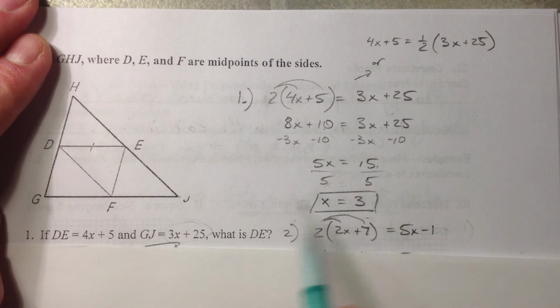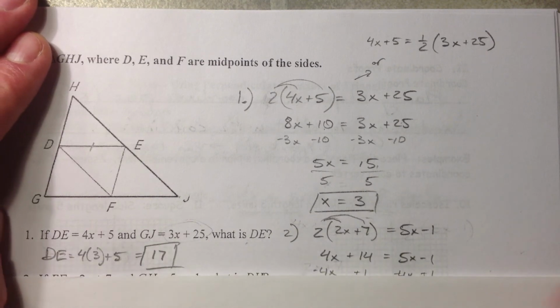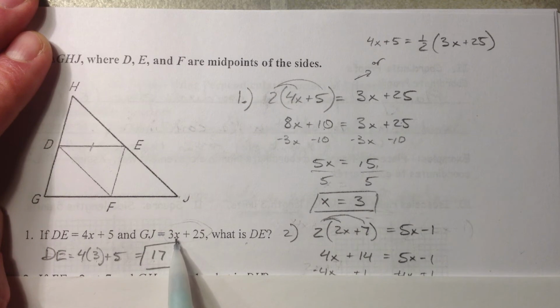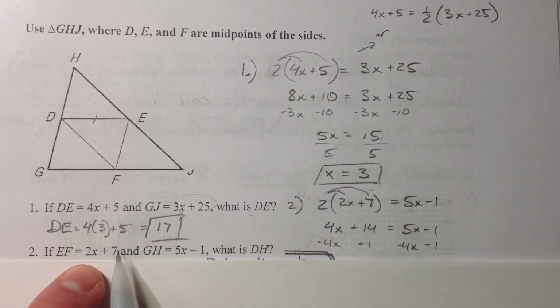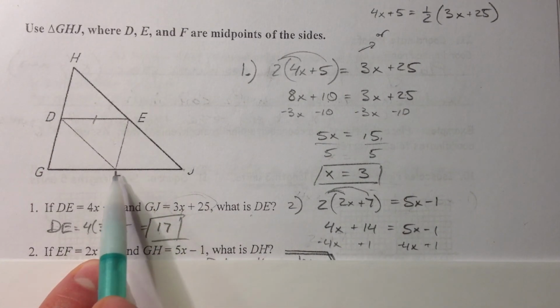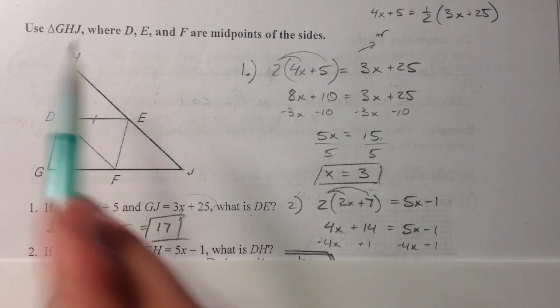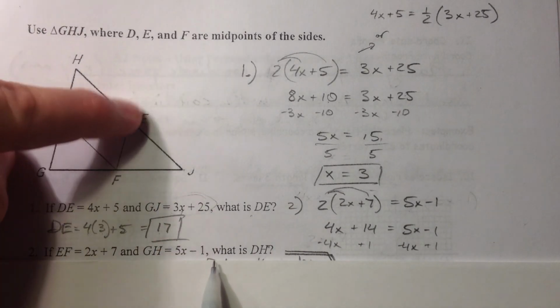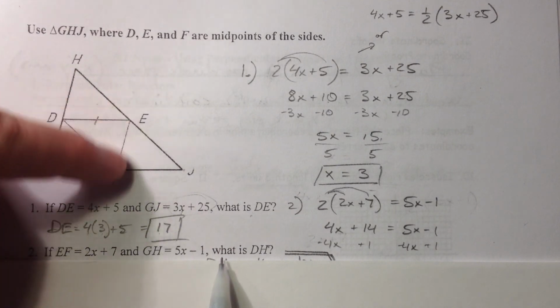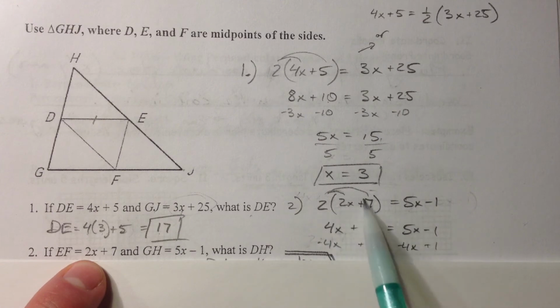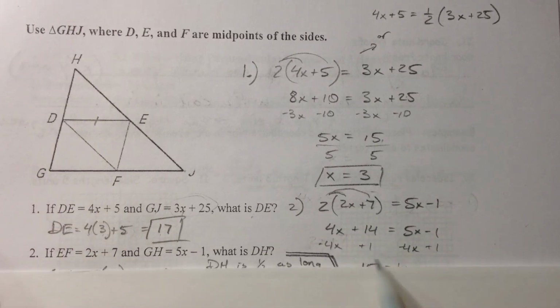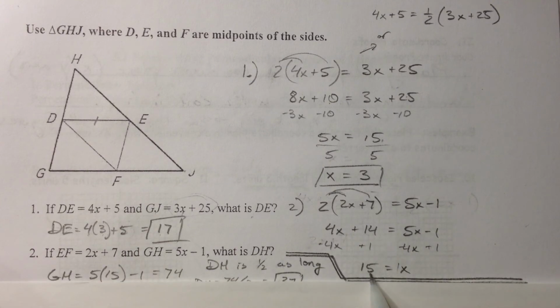But don't stop there, because we want to find what DE is. So plug DE back in. So 4 times 3 plus 5 is 17. And if you plug it back into GJ, you should get exactly twice that, 34. And you do. So for the second one, it's very similar, except it gives you EF is 2x plus 7. And GH, this whole thing right here, is 5x minus 1. So if you double the short piece, you should get the long piece. Double the EF, so double 2x plus 7 equals 5x minus 1. So distribute, subtract your 4x, you get x, and add your 1, you get 15.